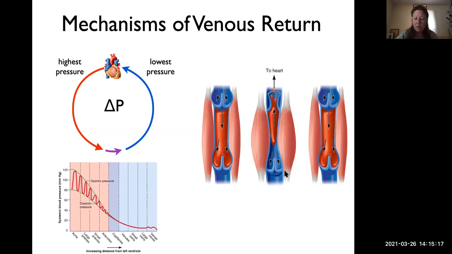There is nothing in your veins to prevent the blood from going backwards, unlike the rest of your body. I think, oh wait, I have one more slide. So those are the mechanisms of venous return: the pressure gradient, cardiac suction, the skeletal muscle pump, and gravity. All of those things have to work together to drain the blood from the veins back into the heart.